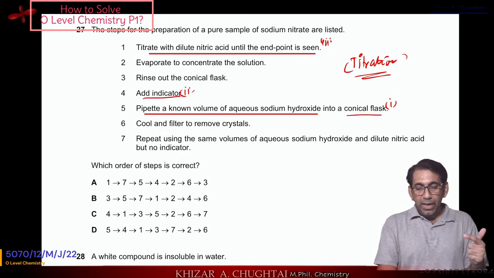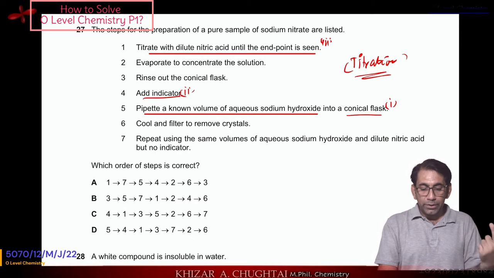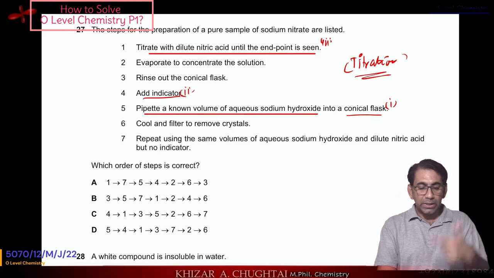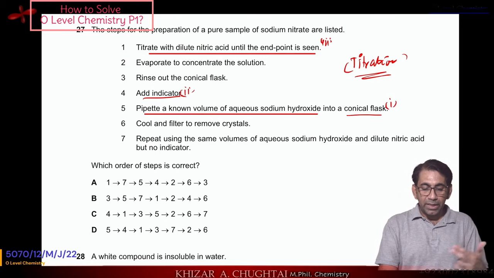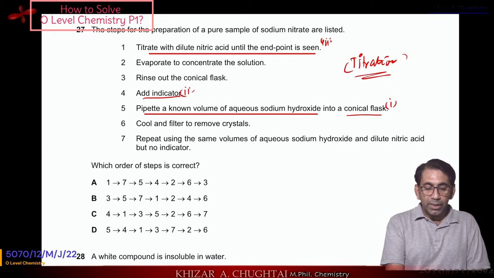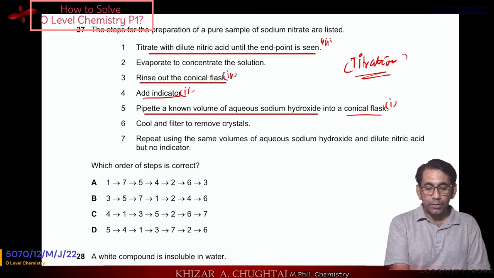5 must be at the first step, 4 at the second step, 1 should be at the third step, and the next step, if you have finished the first one, then you will rinse out the conical flask. Yes, it should be the fourth one.